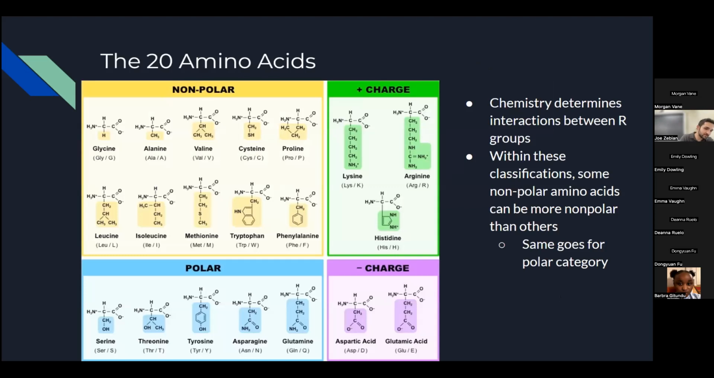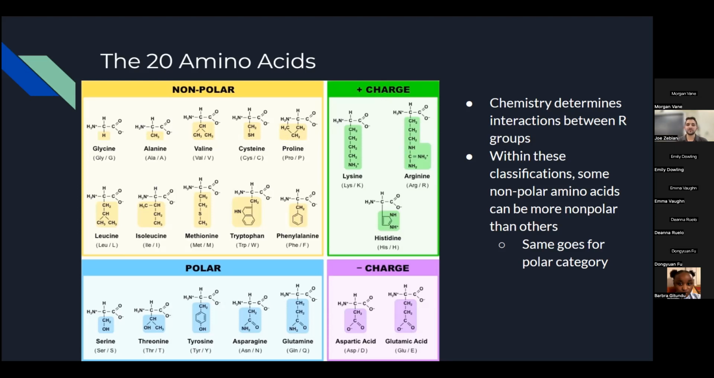Okay, right here, you're going to see the chart of the 20 amino acids categorized by whether they are polar, non-polar, contain a positive charge, better known as basic, or contain a negative charge, better known as acidic. A quick trick to remember these is that the acids have acid in the name. You guys don't need to memorize any amino acids. You will be given this chart on the exam.